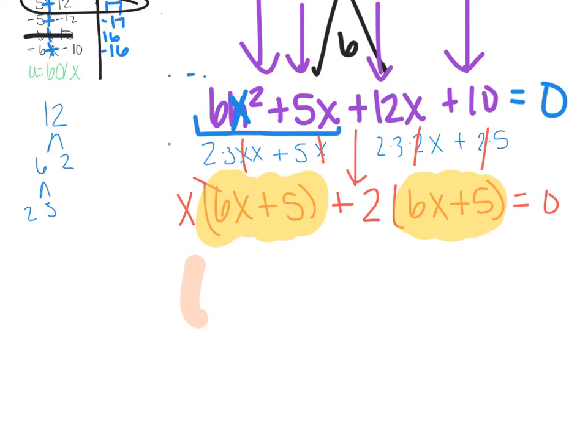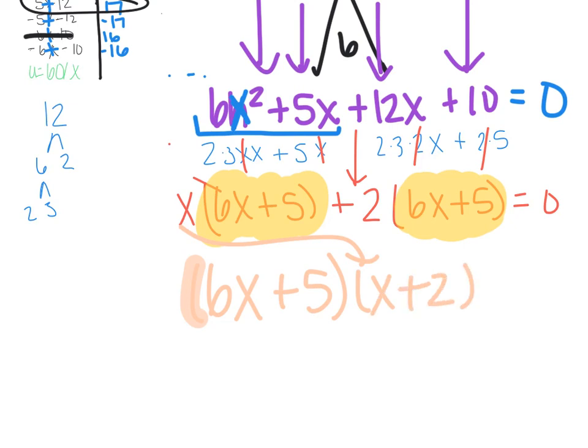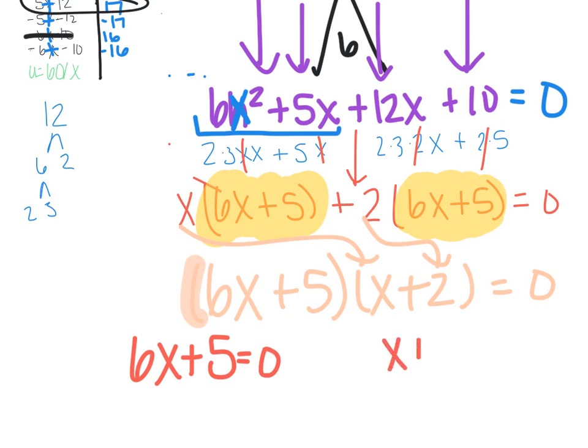So that tells me that one of my factors, one of my parentheses, is going to be 6x plus 5, and the other one is going to be x plus 2, because that was what was outside of the parentheses, equals 0. So now, for my final step, since this does equal 0, I've got to set 6x plus 5 equal to 0, and x plus 2 equal to 0, and solve.